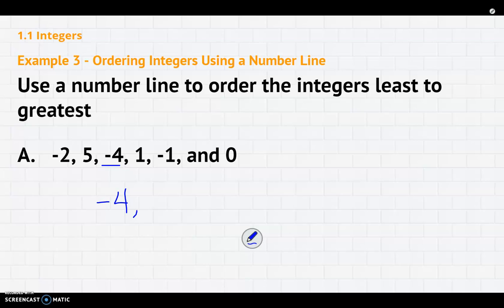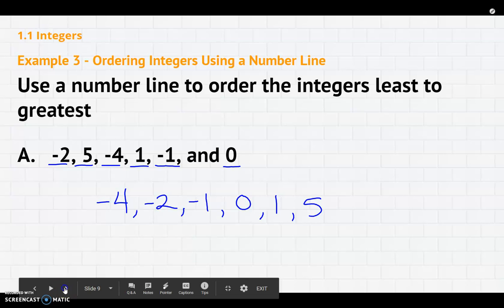The next one furthest to the left is -2. After that comes -1. I'm done with my negative numbers. After -1 comes 0, and after that would be 1. Finally, the biggest one in the list is 5. So -4, -2, -1, 0, 1, and 5 are those integers put in order from least to greatest.